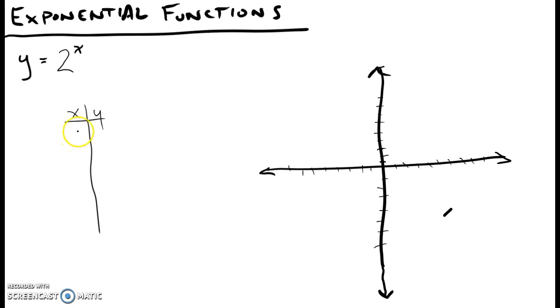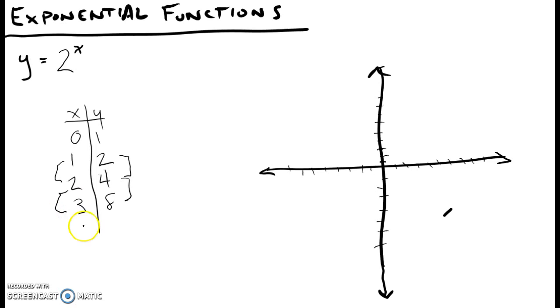In other words, if we have 0, anything to the 0 power is 1. If we have 1, anything to the 1 power is itself, so we get 2. If we have 2, 2 squared is 4. If we have 3, 2 times 2 times 2 is 8. And we're getting greater increases here as we just increase by 1 here.